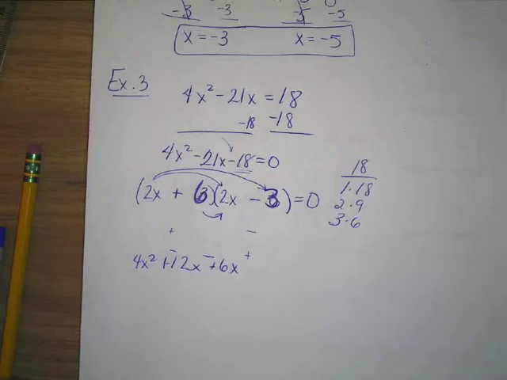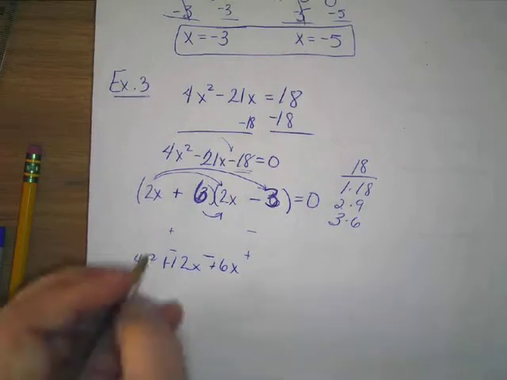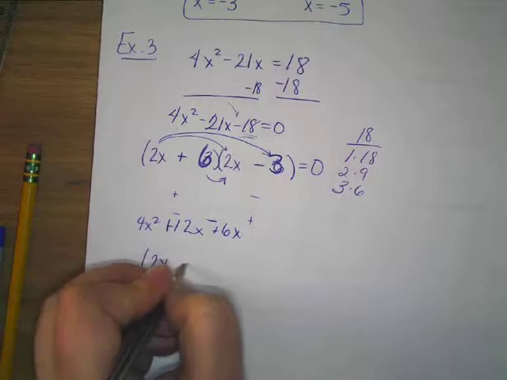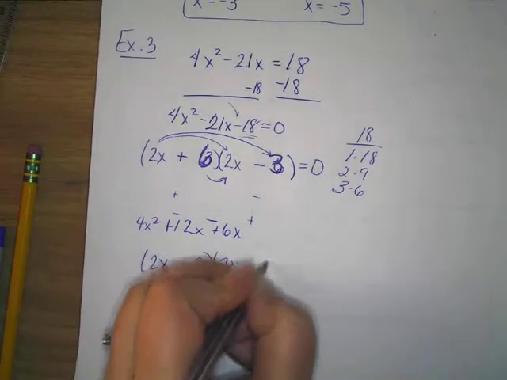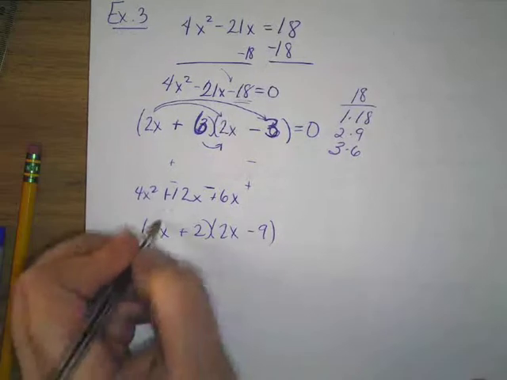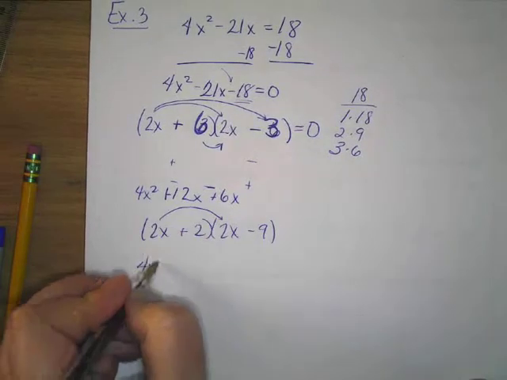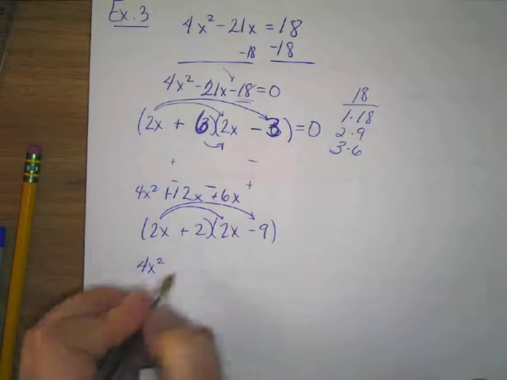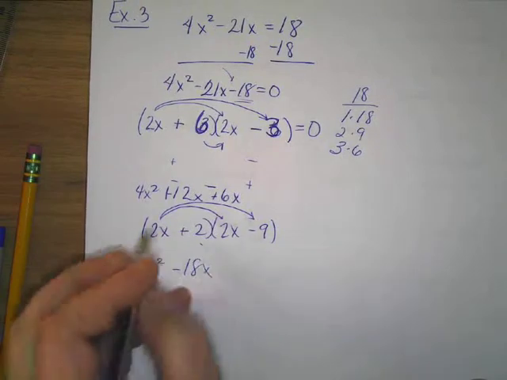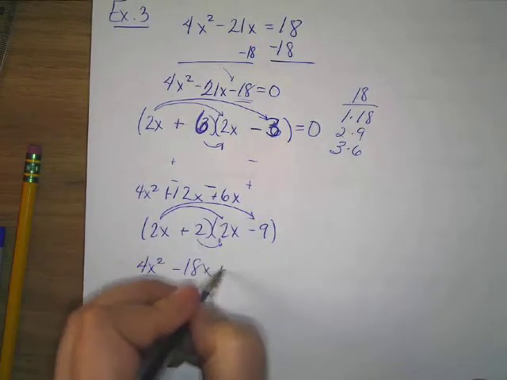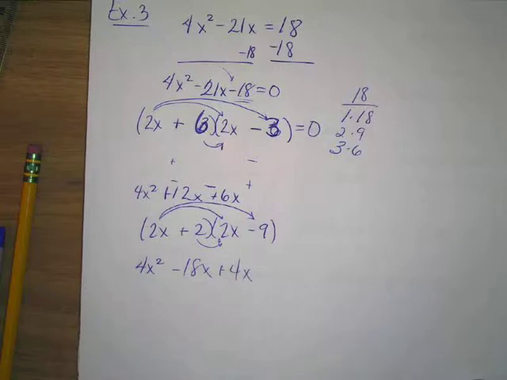So let's try 2 and 9. Let's try that one. We know the first 2 is going to give us a 4x squared. What about here and here? Oh, we're getting closer to 21. But that's going to be a plus 4x. That's not going to work. So I would suggest right now abandoning the 2 and the 2. Let's go to 4 and 1. Okay?